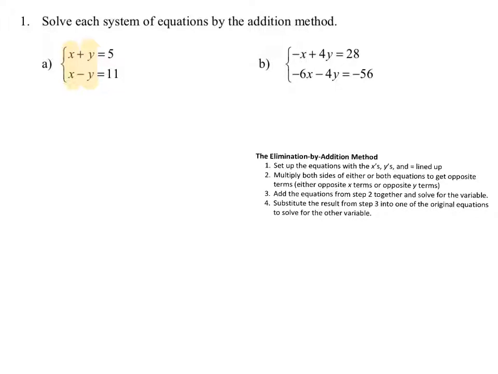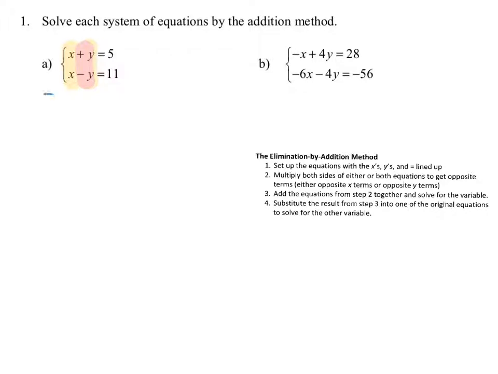In this case, we do have opposite y terms. The x's are the same, x and x. The y's are opposite. We have a positive y and a negative y, or a plus y and a minus y. So we can jump to step number 3, where we are adding the equations from step 2 together.